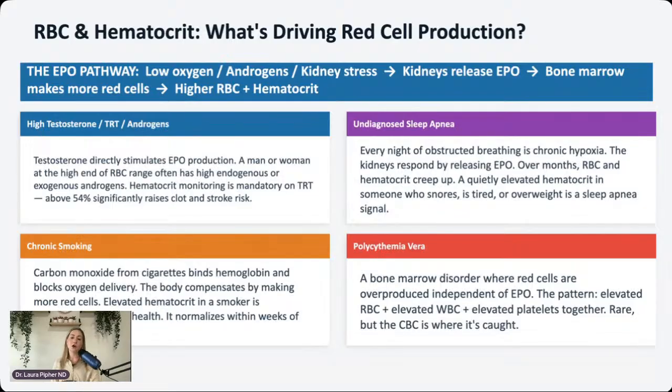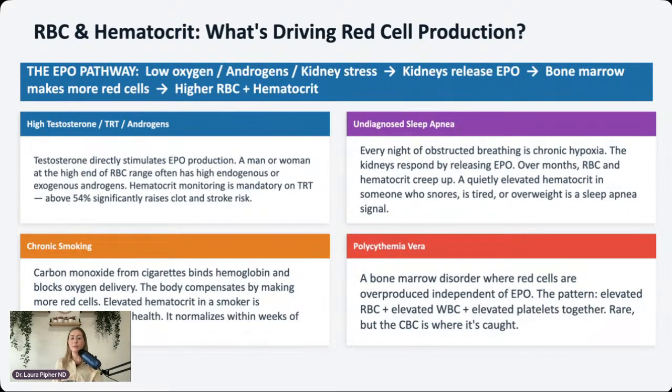And then we have a condition called polycythemia vera, a bone marrow disorder where red cells are overproduced, and this has nothing to do with that EPO pathway. The pattern is usually elevated red blood cells, elevated white blood cells, elevated platelets.